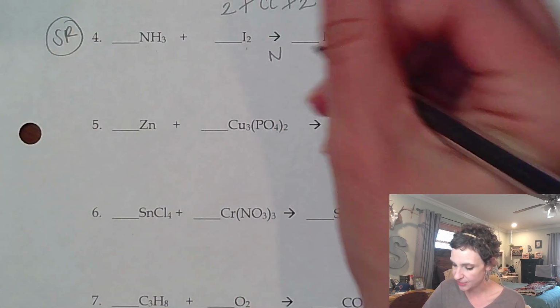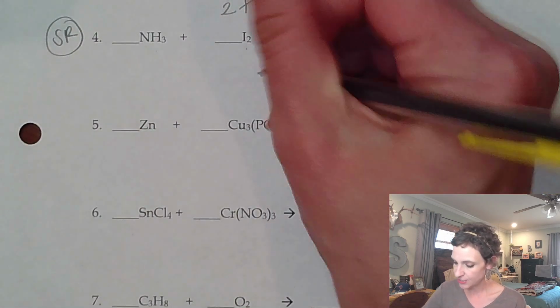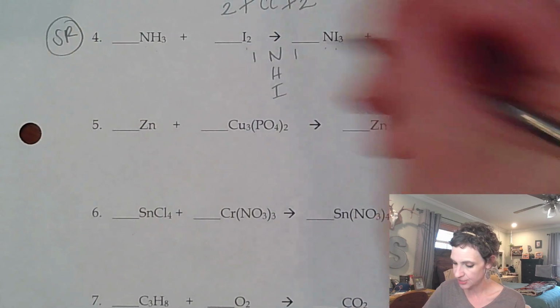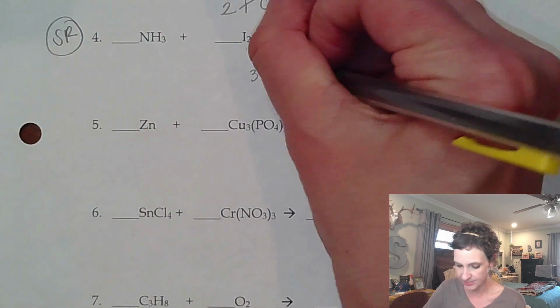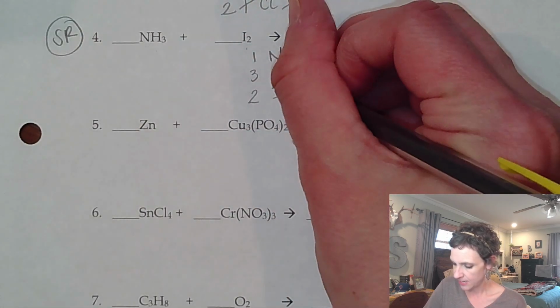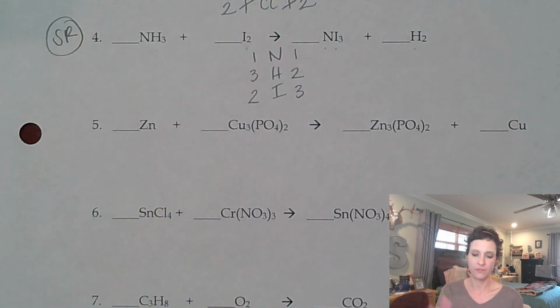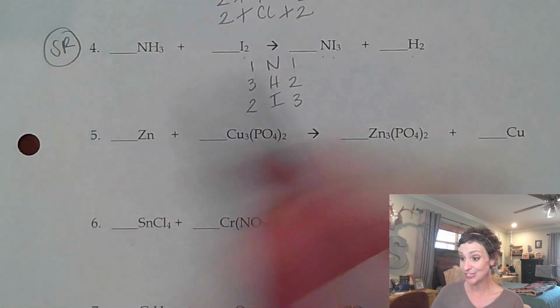The elements that I have are nitrogen, hydrogen, and iodine. I got 1 nitrogen over here, 1 nitrogen over there, 3 hydrogens over here, 2 hydrogens over here, 2 iodines over here, 3 iodines over here. See, I've just started saying over here, and not reactants and products side, so I hope you guys are kind of with me. Wow, I see a couple situations of even, odd.